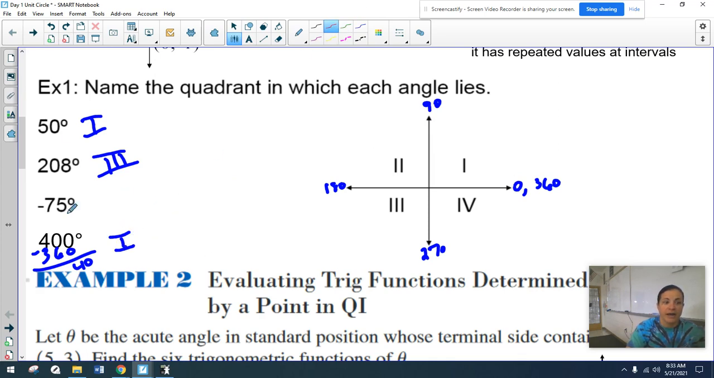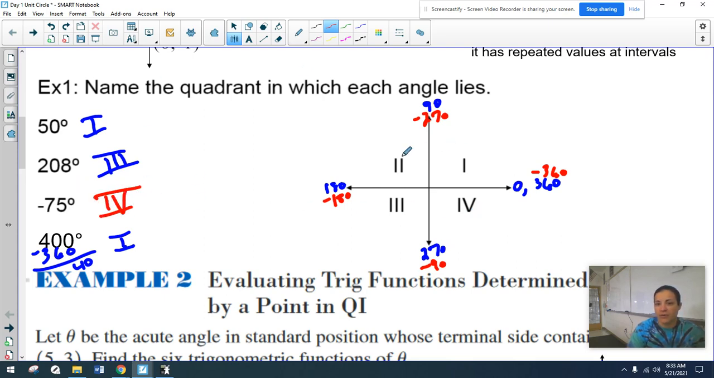Okay, now I got negative. That's why I'm going a different direction. So 0, it's still going to be 0, but then you have to go clockwise when you count. So this is going to be negative 90. This will be negative 180. So 180 and negative 180 are the same thing. And then up here is going to be negative 270. And then here would be the negative 360. So when you're using negatives, you got to go clockwise. And if we're talking negative 75, that comes right between 0 and negative 90. So that would be in quadrant 4.